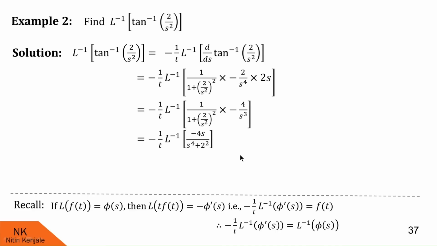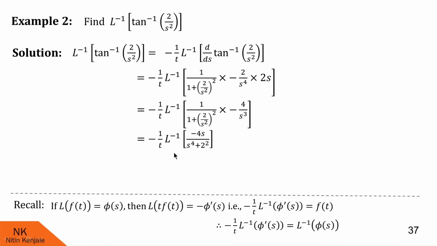Let us further simplify this by cross multiplying these two terms and then cancelling with this s cube. We get minus 4s upon s raised to 4 plus 2 square. Guys, you can pause the video and check this calculation.